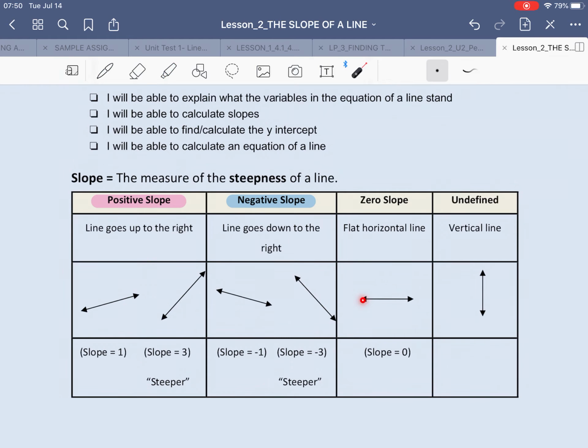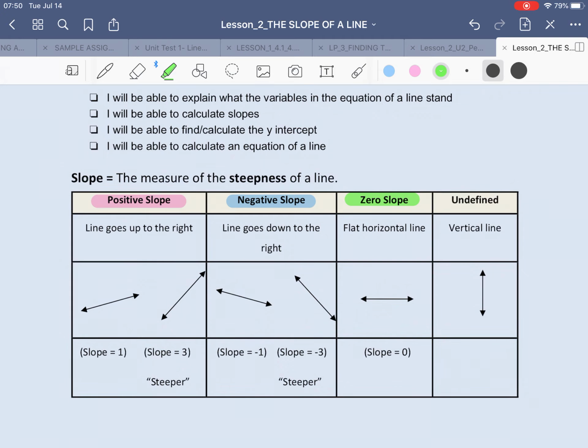Some lines, as you walk from the left to the right endpoint, will stay flat. We call them horizontal lines. And if we want to put a number to it, we'll say that the steepness or the slope is 0.